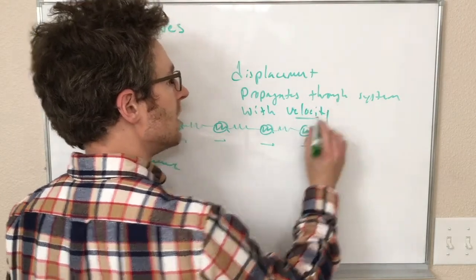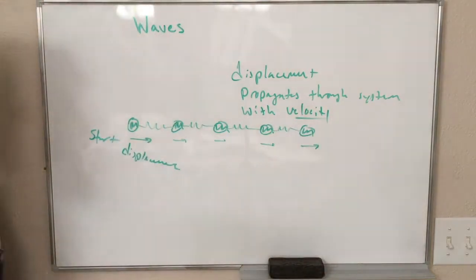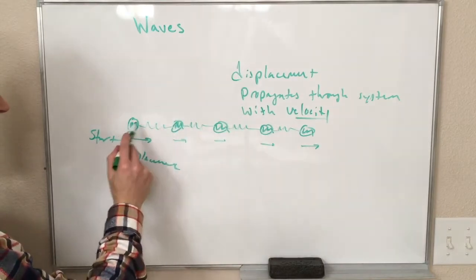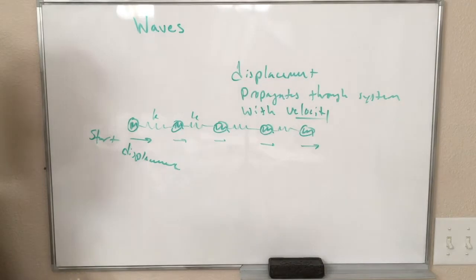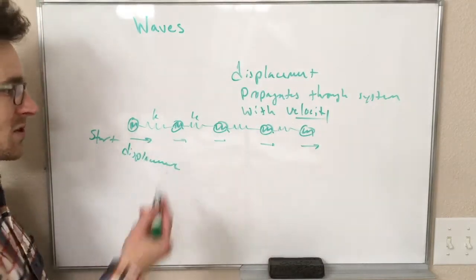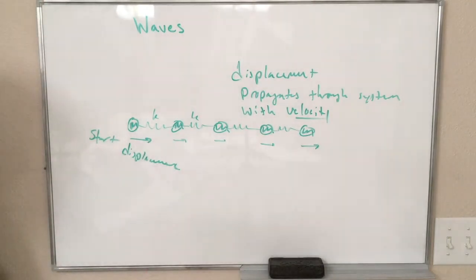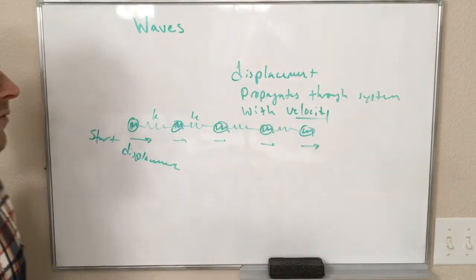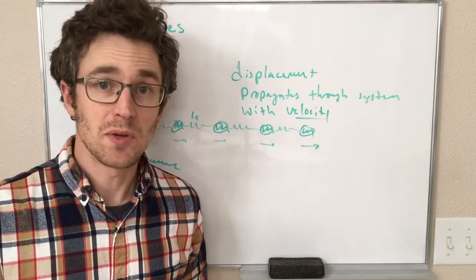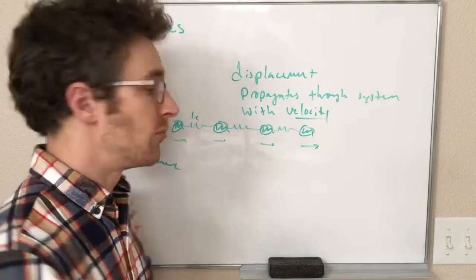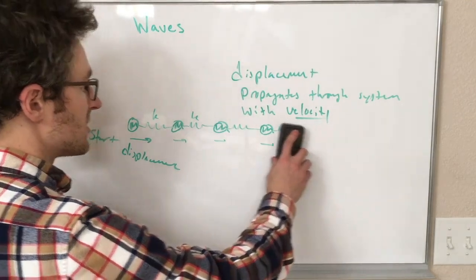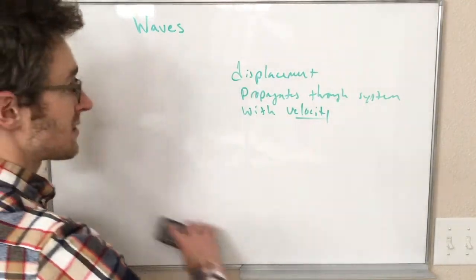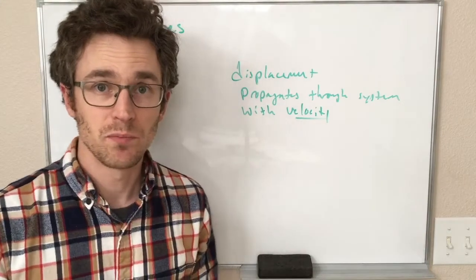So this displacement moves with some velocity. And that velocity depends on properties of our system. In this case, for this cartoon, it's going to depend on what these masses are, and on what these spring constants are. With some time, we could figure out what that velocity was in terms of those, but we're not going to worry about that in this case. So this is the idea of a wave. A wave is a displacement that propagates through a system. And this displacement can look like lots of different things depending on what kind of system we're talking about.